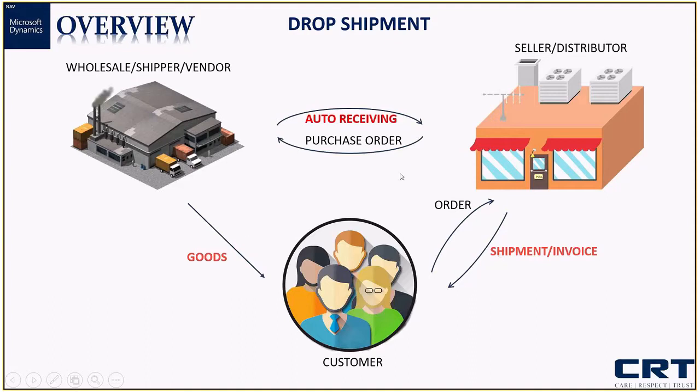And then over the purchase order side, there is an auto receiving. Okay, there is auto receiving. So when you have an auto receiving here, that means you don't have to do any receipt in your purchase side.